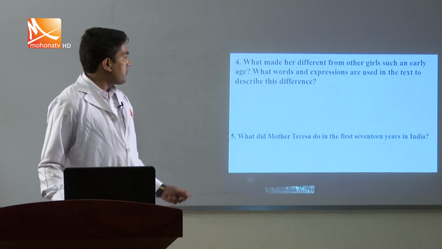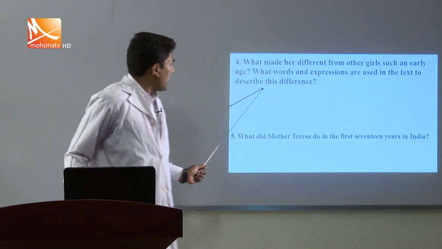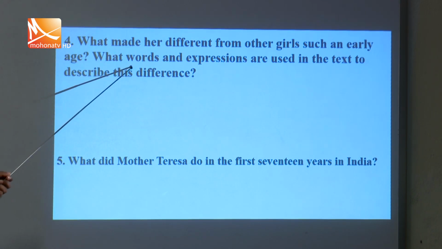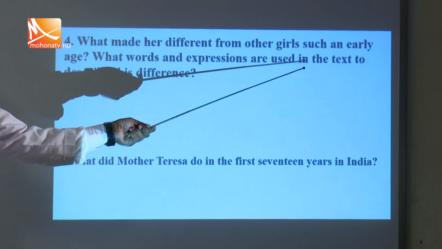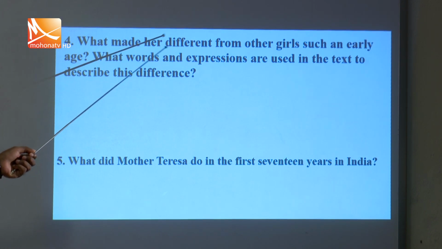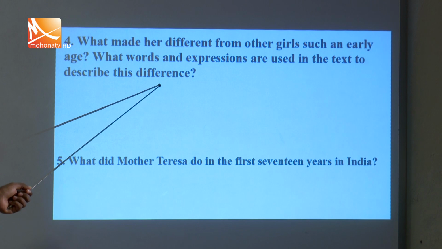What made her different from other girls at such an early age? And what words and expressions are used in the text to describe this difference? This is a big question from this lesson and we will get the answer.